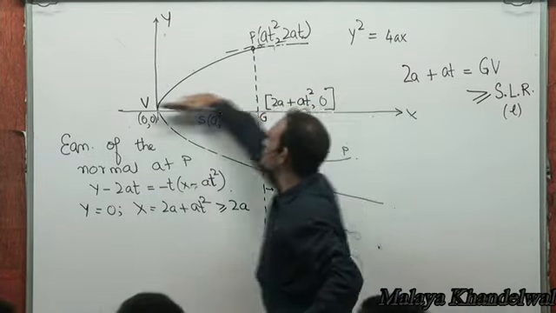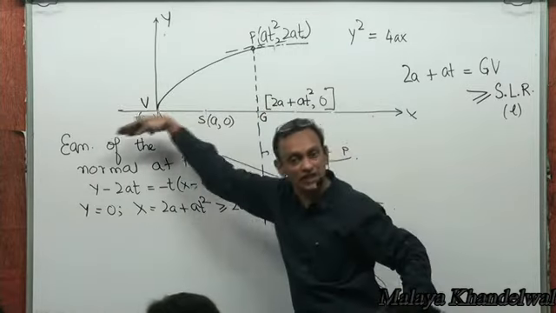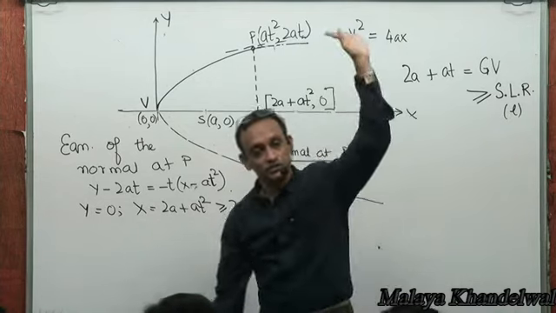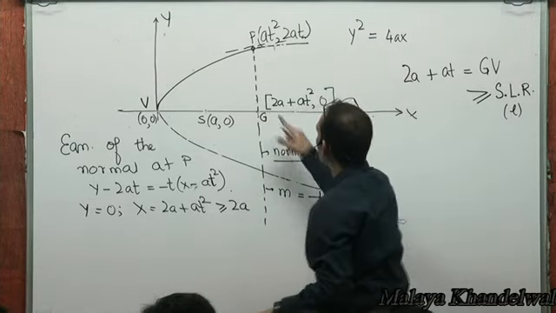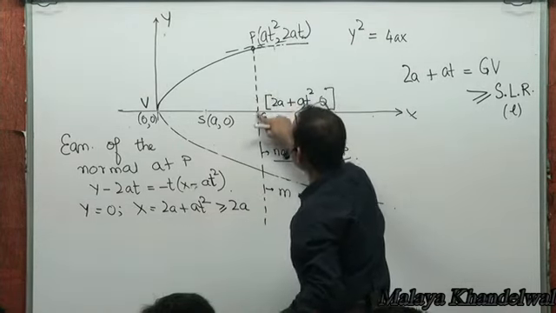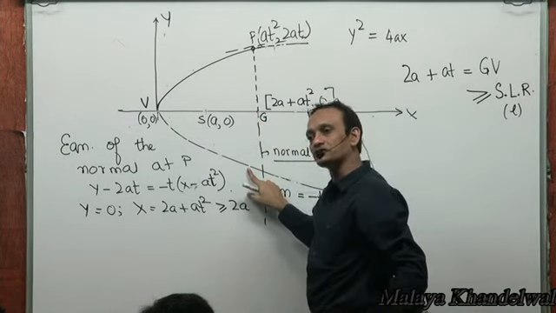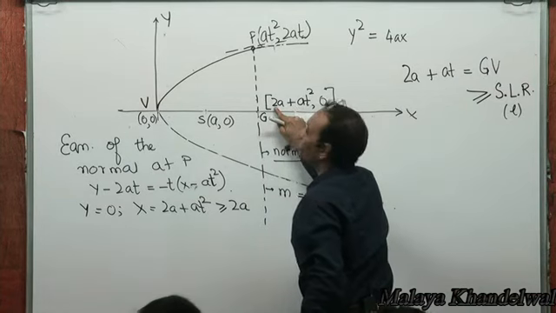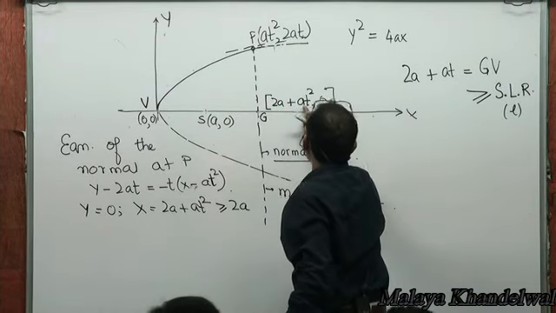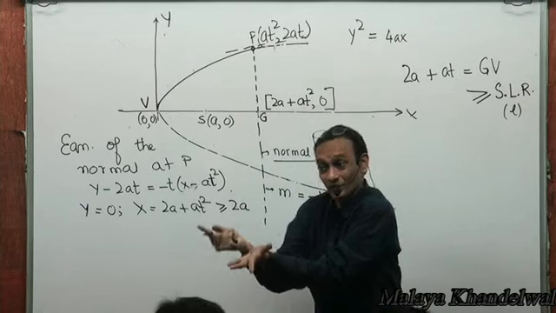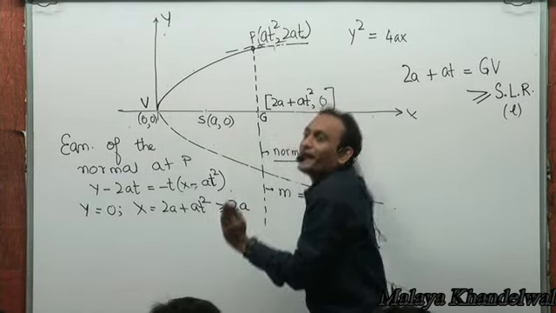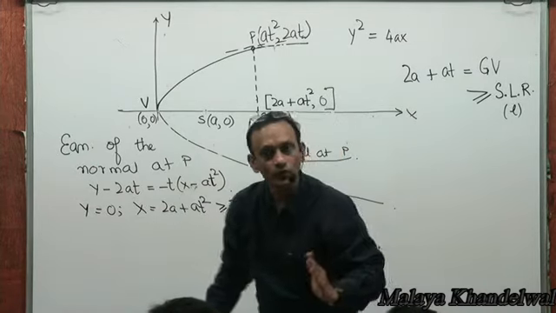One, which is the axis itself, which is perpendicular to the tangent at the vertex. That's always the case. The other 2 normals would be, one would be a normal at t, the other one would be a normal at minus t. Because the normal at minus t will also intersect the axis at 2a plus a into minus t squared, yes or no? So both the normals at t and minus t would intersect the axis at 2a plus at squared, yes or no? Right?